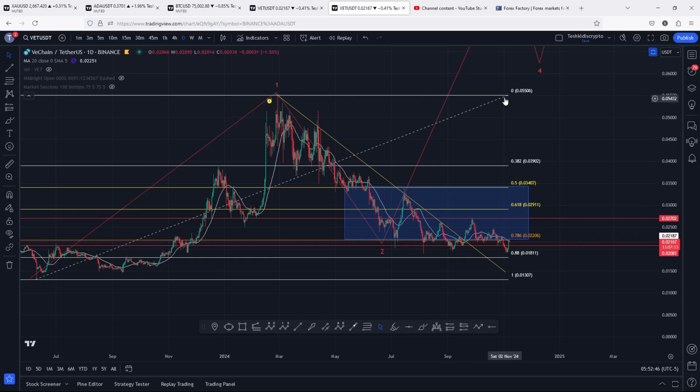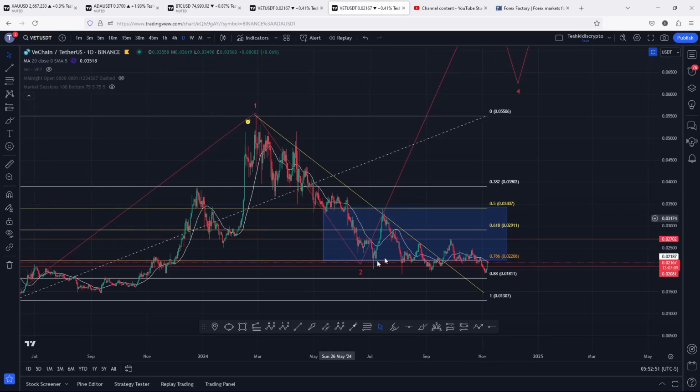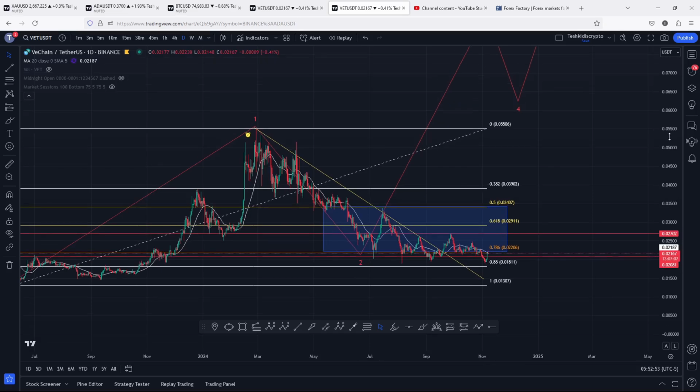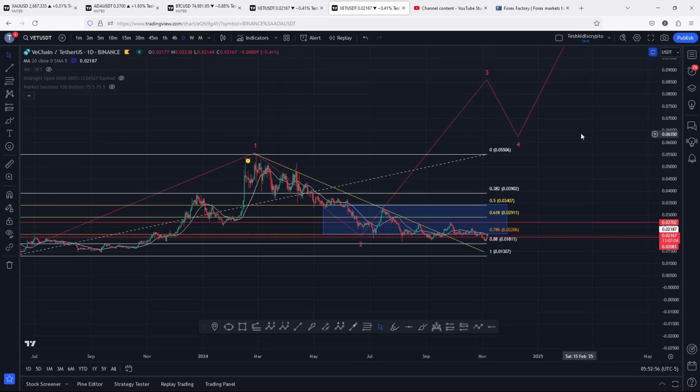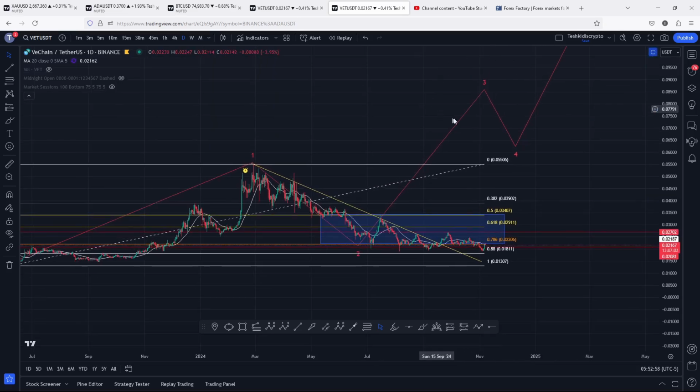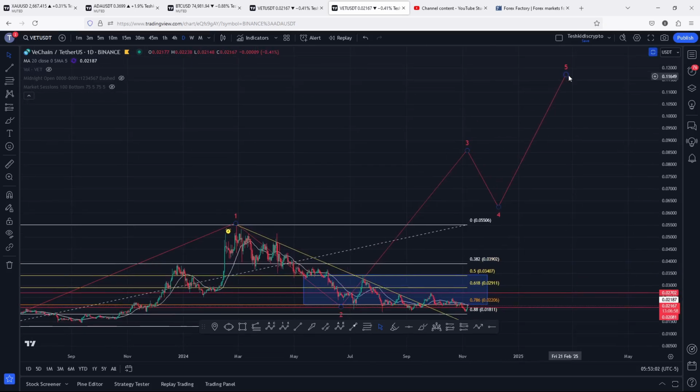increasing the likelihood that we now have the low in place for the second wave, and in the next coming weeks or maybe months we can easily start an impulsive movement to the upside in a wave 3, then expect a wave 4, and then continue pushing even higher in an Elliott wave count 5.